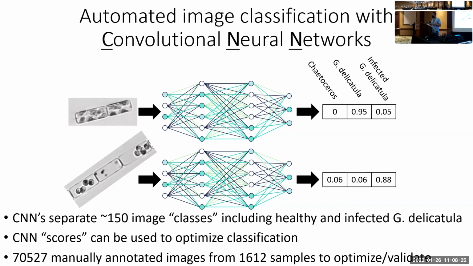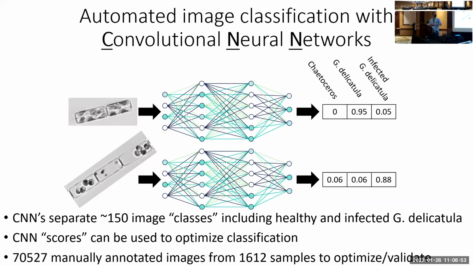And an important thing to know about these CNNs, which is going to be relevant to some of the results I'm going to show, is that to make your image classifications, for each image, they spit out a series of scores that are essentially probabilities that each image belongs to each class. So that's what this cartoon is showing. That gives us some flexibility in how we implement these CNNs to best classify different groups of organisms.